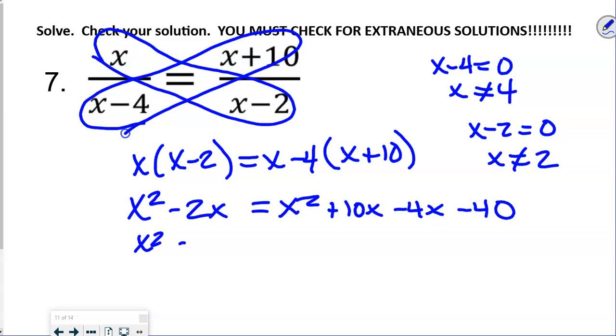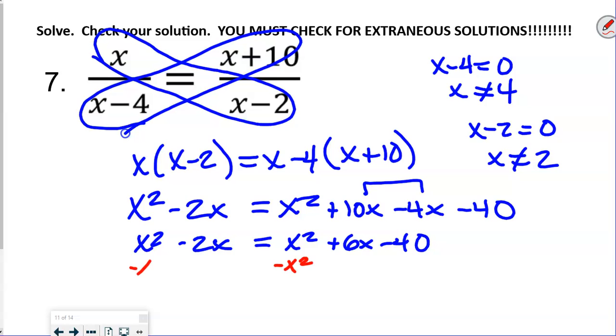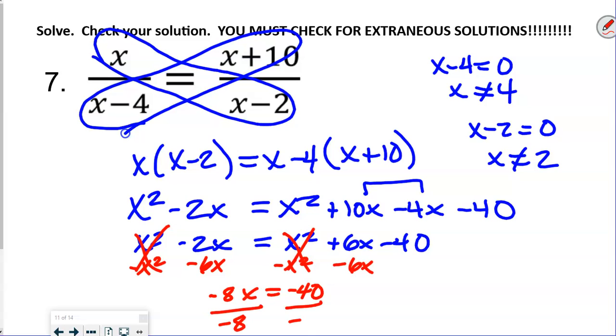Continuing to simplify as we work through this problem. Plus 6x, because we subtracted. Those are like terms right there, y'all. Now we're going to subtract x squared from both sides, which means boom, that's gone. Then we're going to subtract the 6x from both sides. So that's going to give us -8x equals -40. Divide both sides by -8. So x is equal to 5. And that was not one of our excluded values up there, so that is the answer. And you could put it in there and double check it just to make sure you got the right answer.